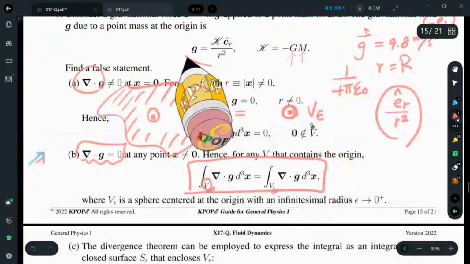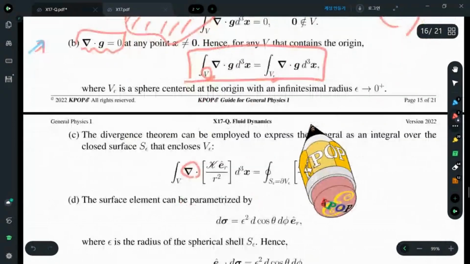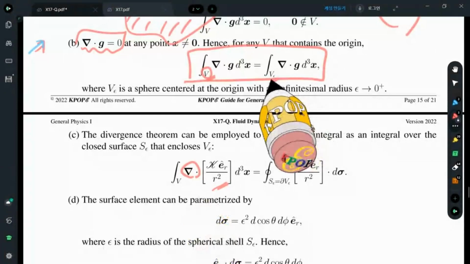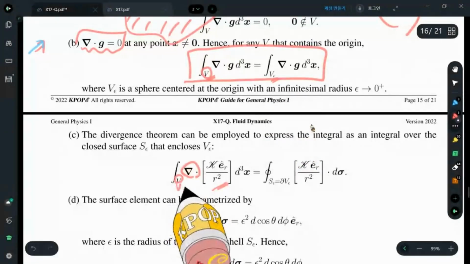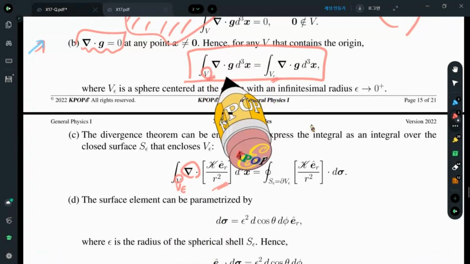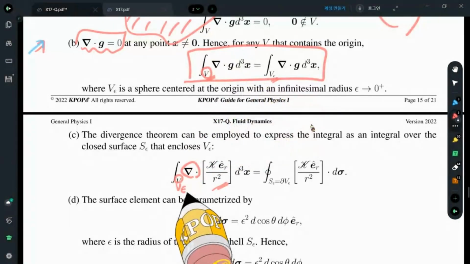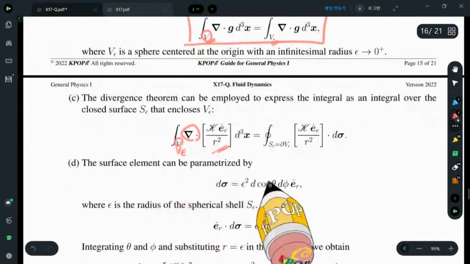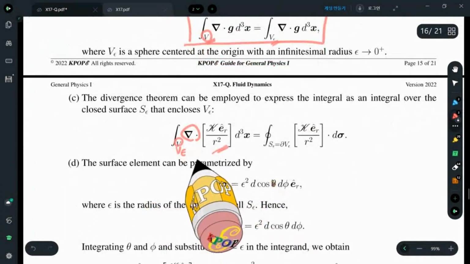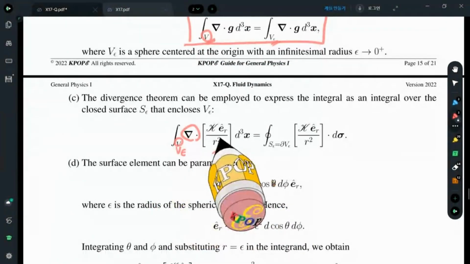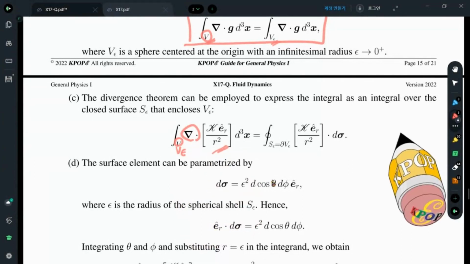I copy this G here. I have to evaluate this. However, I can replace this one, V epsilon, first because divergence vanishes everywhere if x is not equal to 0. And then I apply the divergence theorem in here. This integral can always be evaluated on a closed surface.